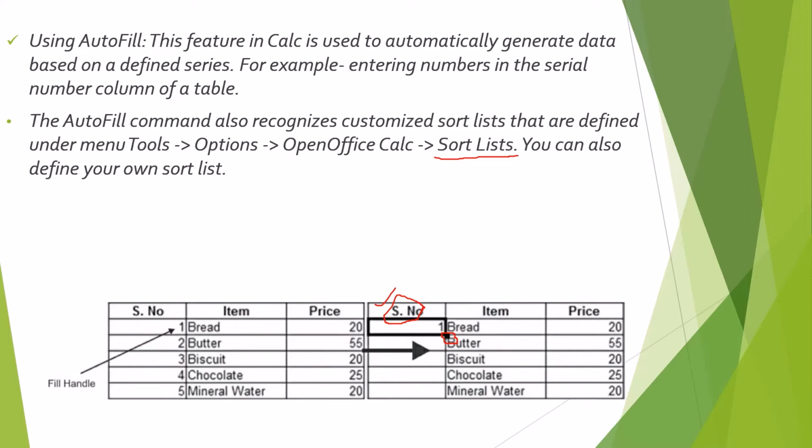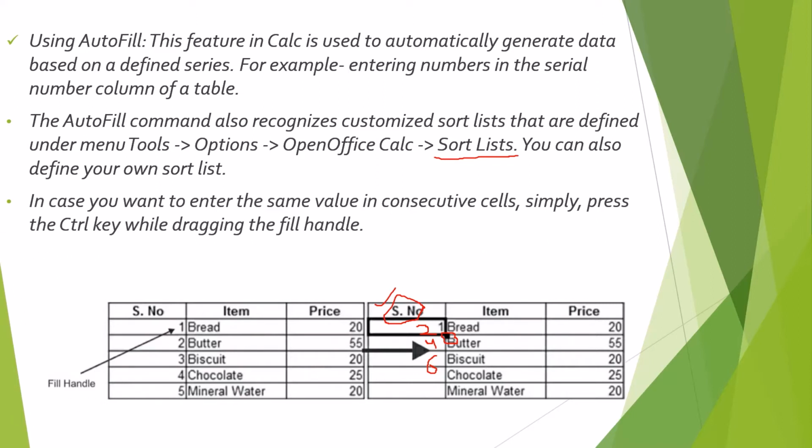How can you define that? You have to do nothing, you simply have to enter the first two values. For example, if you enter the first two values as 2 and then 4, then the next value will be auto generated as 6, meaning it will recognize the pattern that is being followed. So you have to define at least two values so that Calc can identify the pattern you want to follow.